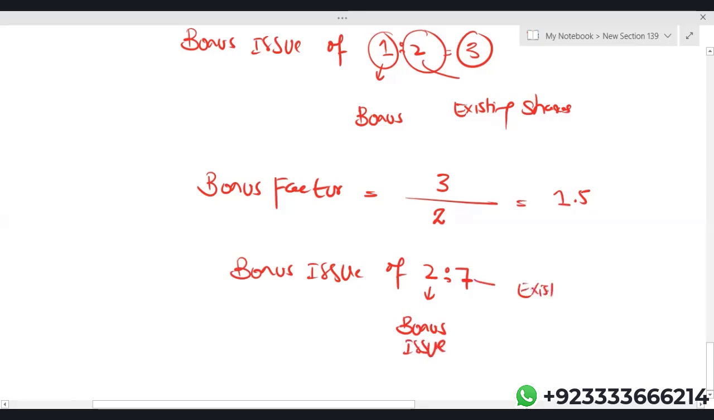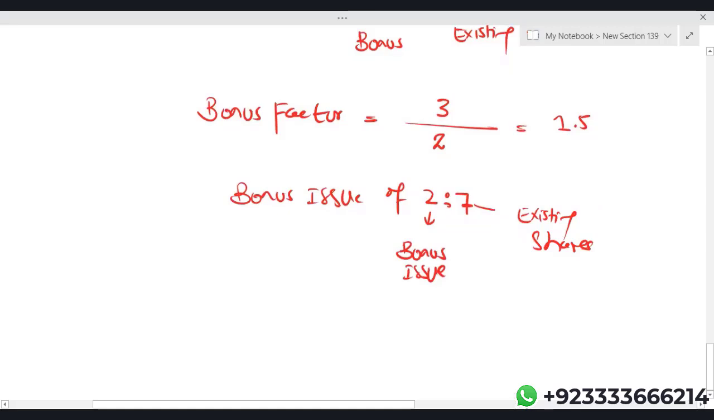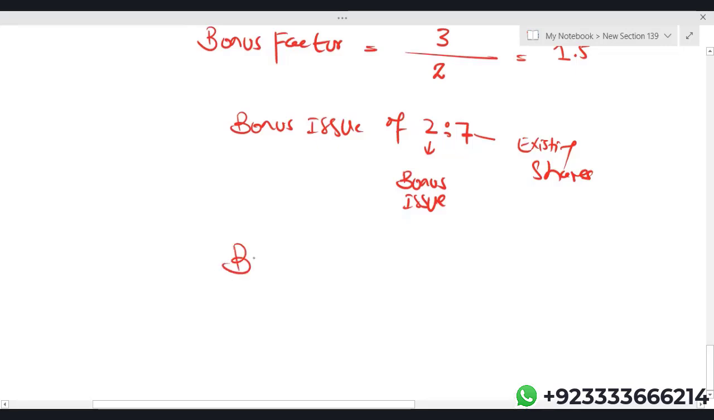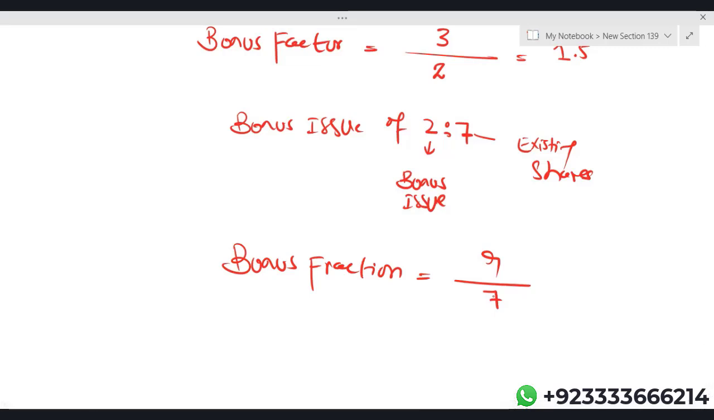7 existing shares of the company. So 2:7 means the company is going to issue 2 shares as bonus against 7 shares. It means that the bonus fraction will be, can I say 9/7? Because if there's a bonus of 2 shares against 7, obviously after the bonus 7 shares will become 9.